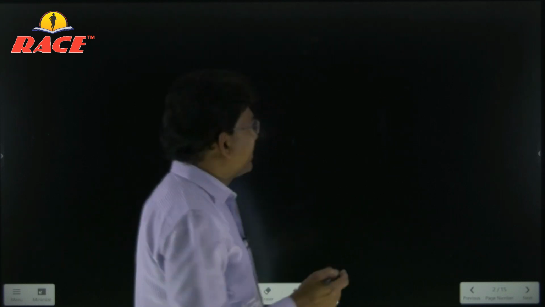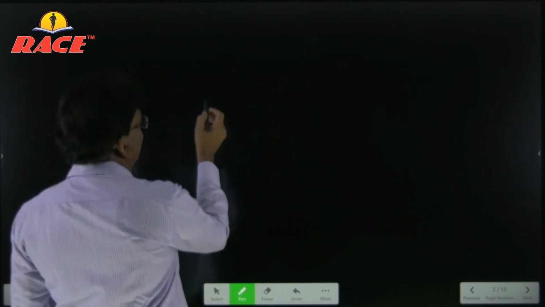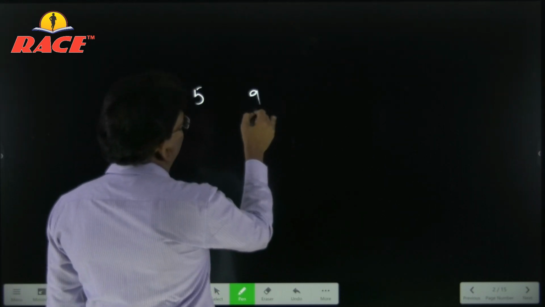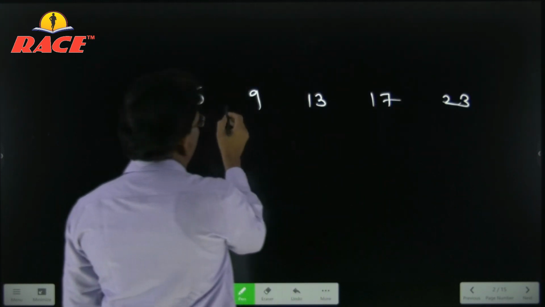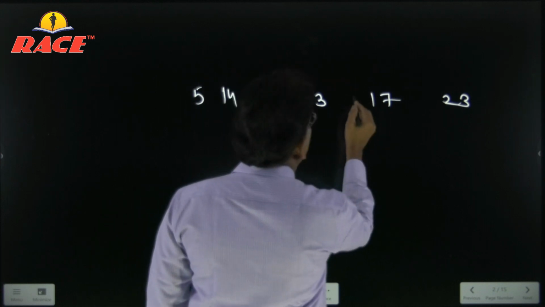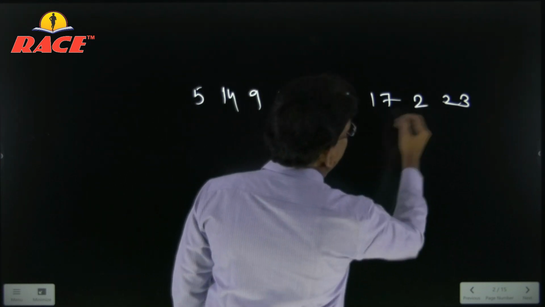And sometimes, my dear friends, you can find numbers in the series that are increasing and decreasing. That is called an alternative series. Alternative series means there are two series in the same series: one series in the even positions and one in the odd positions. For example, they'll give you 5, 9, then 13, then 17, then 23. Or they'll give you 10, then 6, then 2.